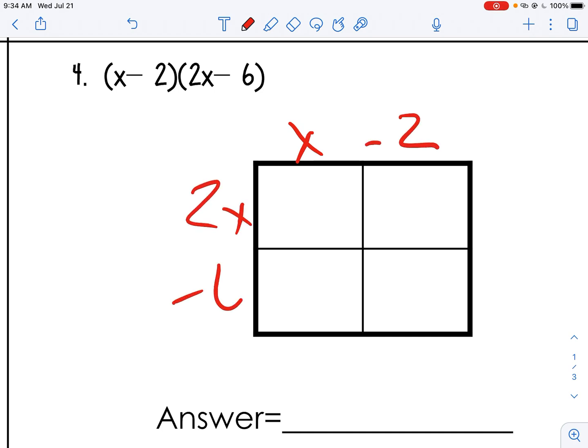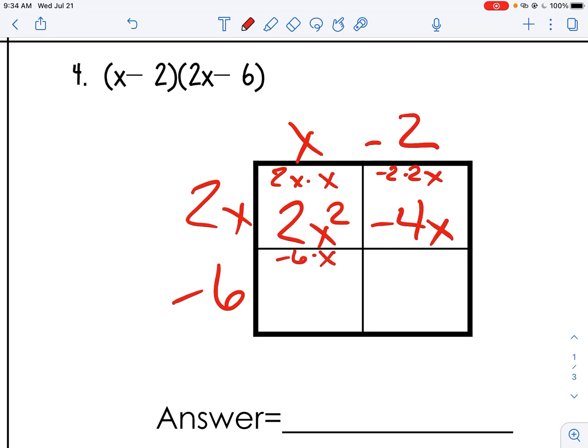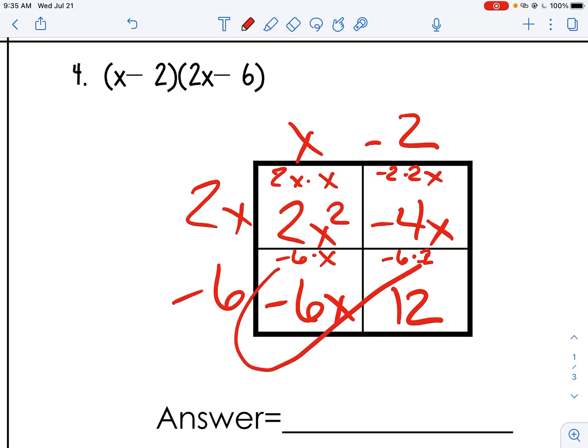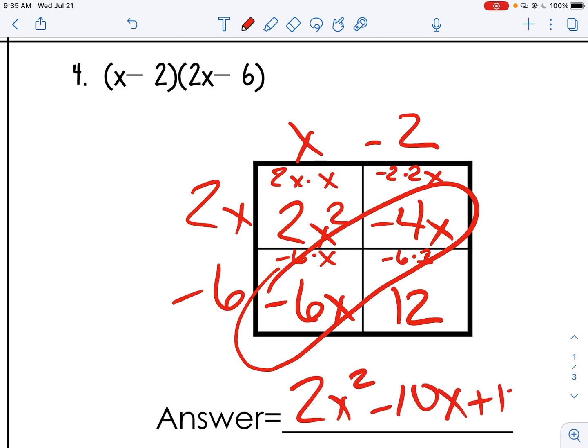And 2x minus 6. So I'd take 2x and multiply it by x, get 2x squared. I would take negative 2 times 2x and get negative 4x. I would take negative 6 and multiply it by x and get negative 6x. And negative 6 times negative 2, which is 12. I combine like terms. I get 2x squared minus 10x plus 12.